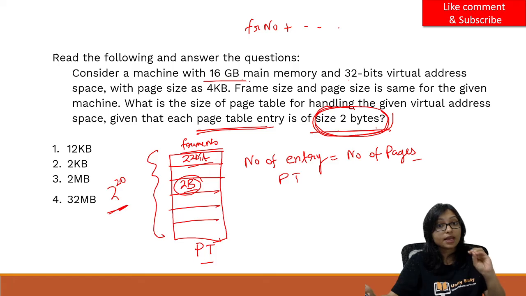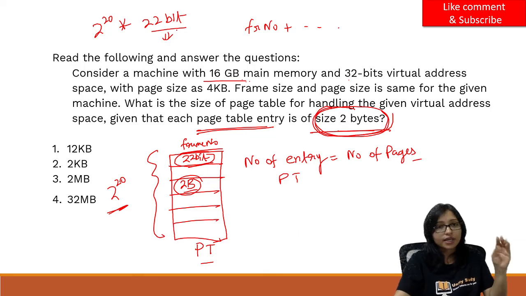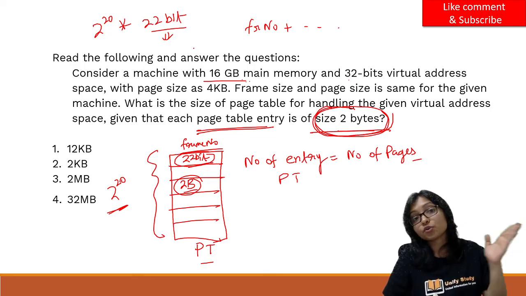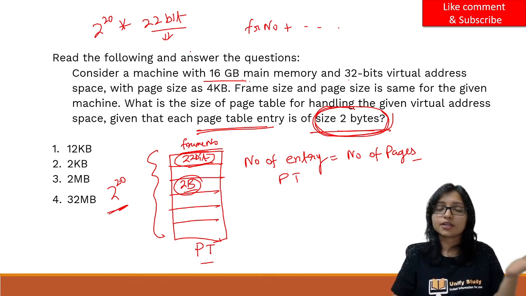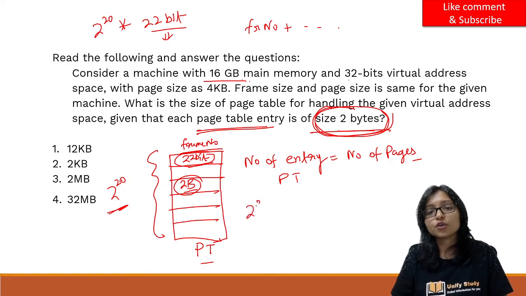In some questions maybe it will not be given, then you need to calculate the bits of the frame number. But here in the question it is not required. If it is not given to you, then what to do? 2 to the power 20 multiplied by 22 bits. These bits you need to convert to bytes. 22 bits is near about 2 bytes. Okay, so you can think like that. Actually you have to take the upper bound, that will be 3 bytes. So no need to be confused about that. Here 2 bytes is given, so you will just do 2 to the power 20 multiplied by 2 bytes.